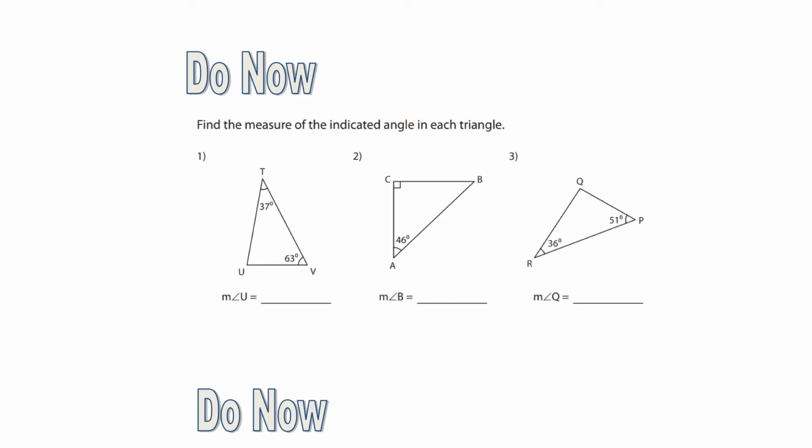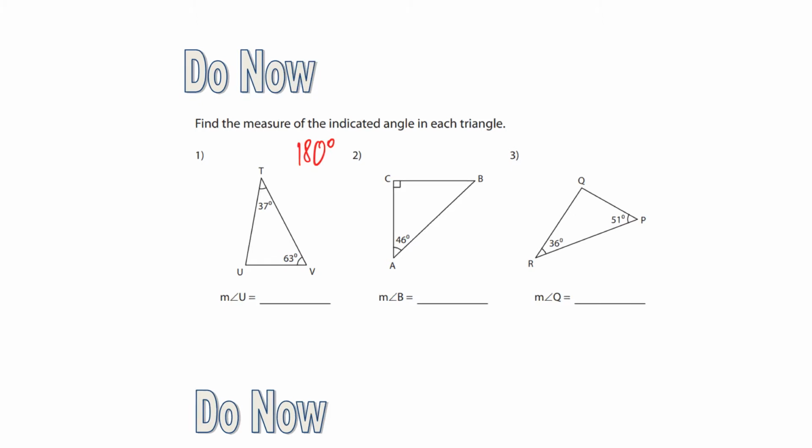Okay, let's look at our warm-up. So this goes back to what we did yesterday, okay? In a triangle, what do the three angles add up to? They add up to what? Good. They always add up to 180 degrees. All three of them together add up to 180.